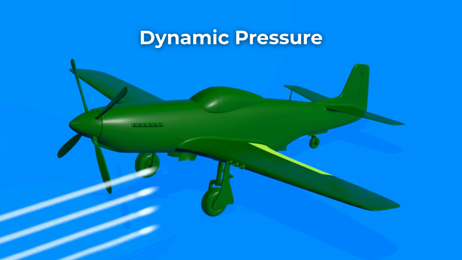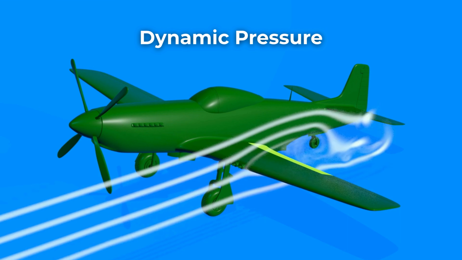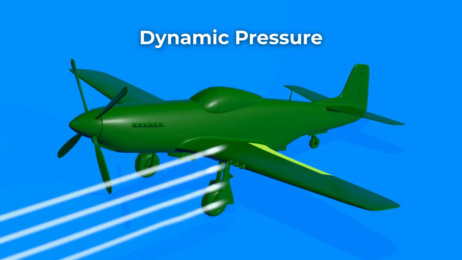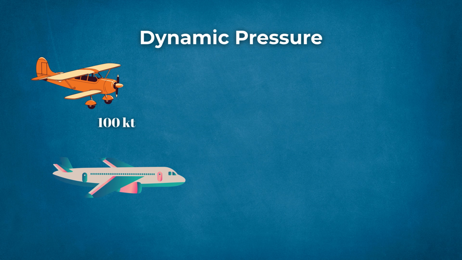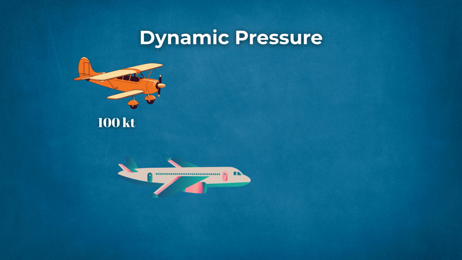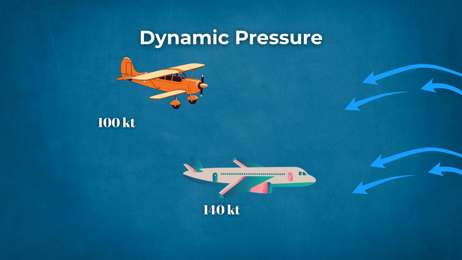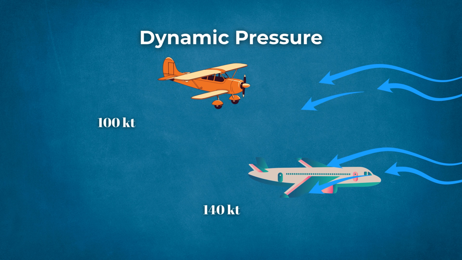Next, we have dynamic pressure. This is the pressure air exerts on an object moving through it. It increases with speed and air density. So, if an aircraft is flying at 100 knots, the dynamic pressure is lower than at 140 knots. It always acts opposite to the direction of motion.